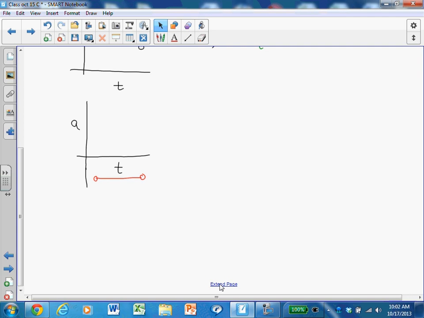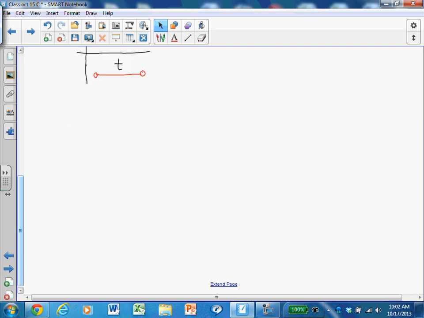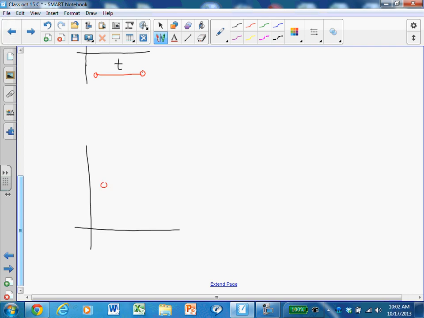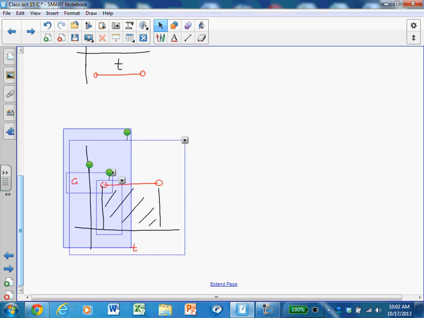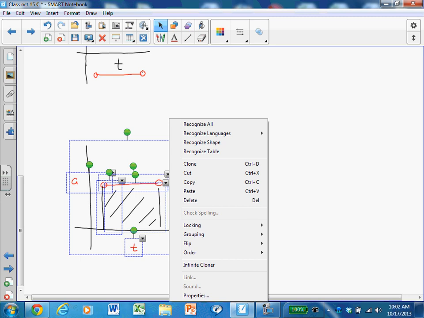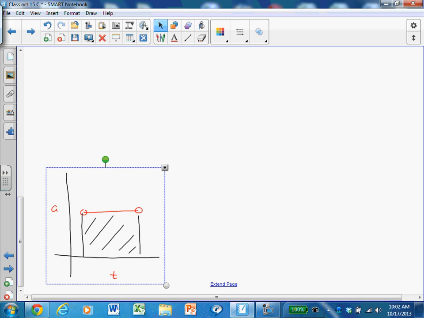Okay, now let's go the other way. Say we have acceleration versus time, okay? Now, the area under the curve, actually, I want to bring this all down. Down here. What would be the area under this thing? What is it? Between the t-axis and the line.